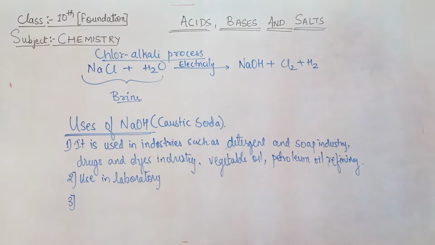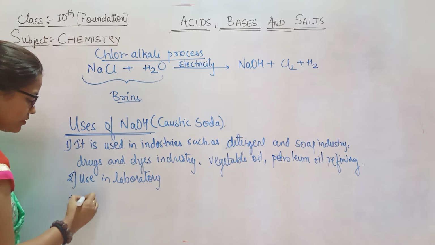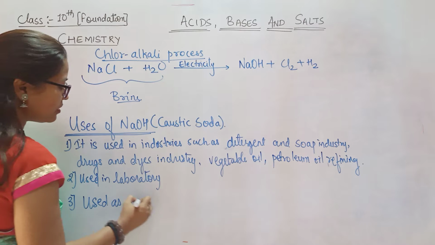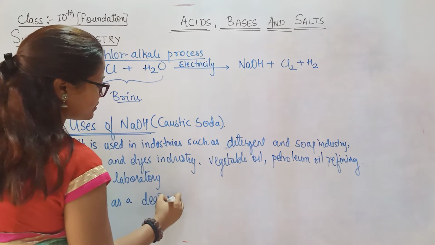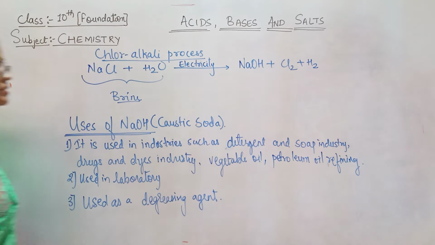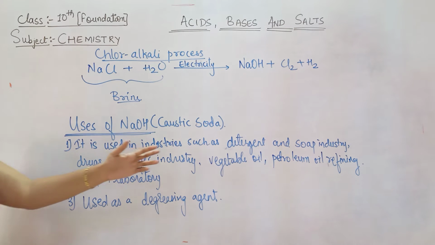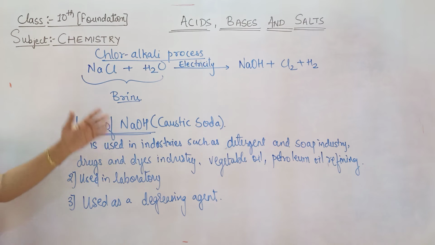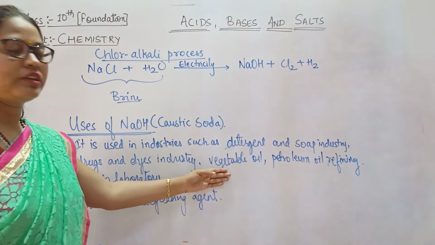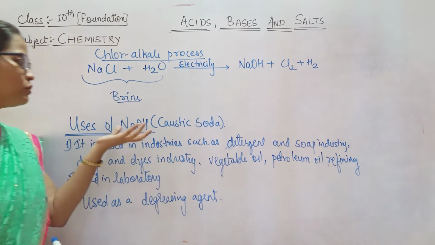Third one is it is used as a degreasing agent. So these are the simple uses of NaOH or caustic soda. The major uses are soap, drugs and dyes industries, and vegetable oil and petroleum oil refining. Basically all these are used. So this is the second, but the first one which I have written is the prime use, or very important use, of NaOH.